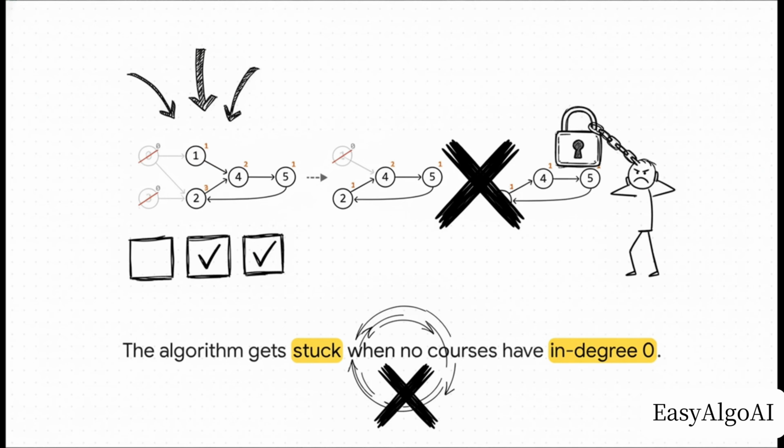We process the unlocked courses perfectly fine. 0, 3, and 1 are done. But then suddenly, the queue just empties out entirely. Why? Because absolutely none of the remaining courses can reach an in-degree of 0. Courses 2, 4, and 5 are permanently locked, just endlessly waiting on one another. We literally can't push a single one of them into the queue.